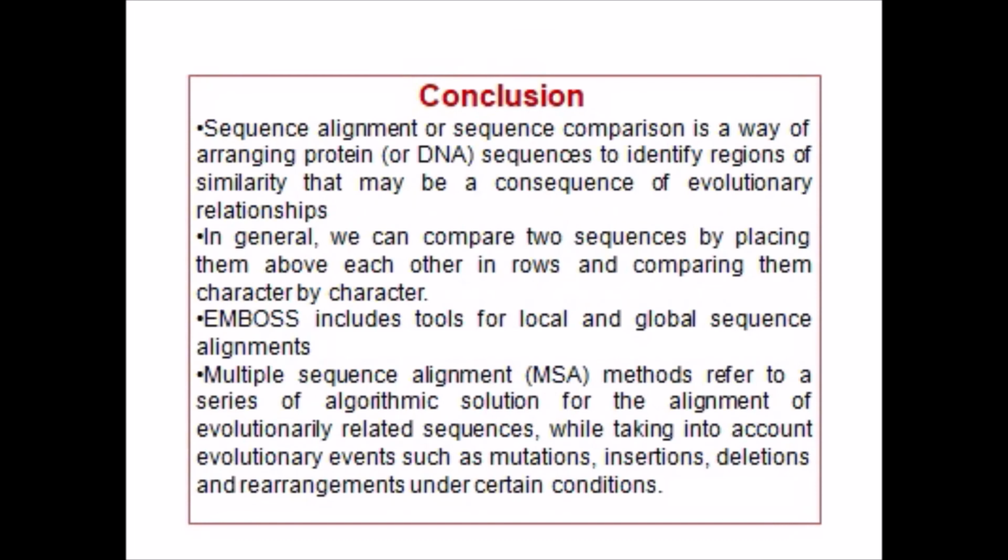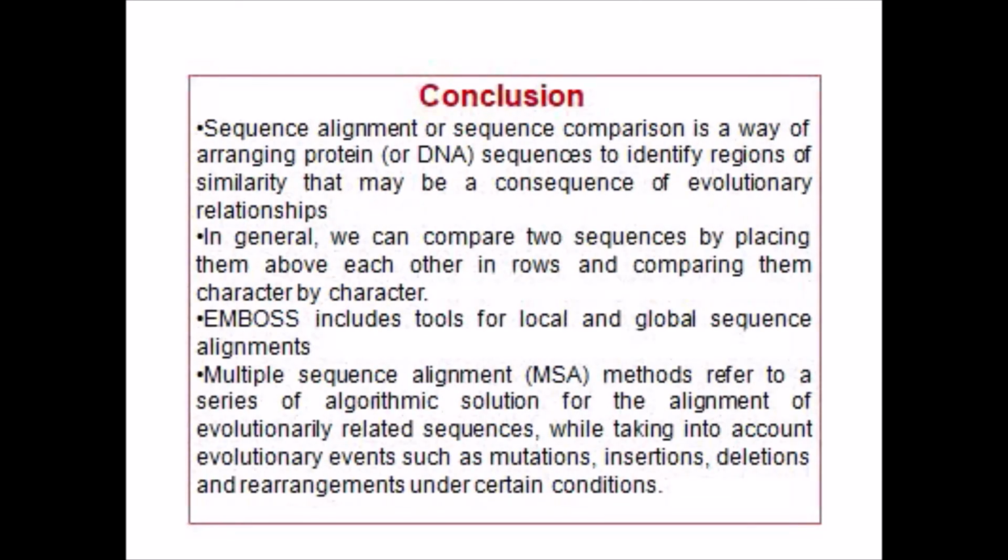Coming to the conclusion: sequence alignment, or sequence comparison, is a way of arranging protein or DNA sequences to identify regions of similarity that may be consequences of evolutionary relationships. In general, we can compare two sequences by placing them above each other in rows and comparing them character by character. EMBOSS includes tools for local and global sequence alignments.